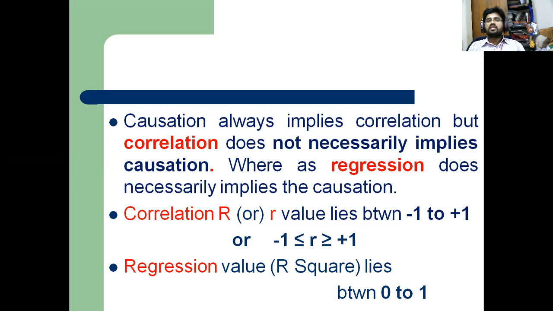So that is the thing: correlation does not necessarily imply the causation, whereas regression does necessarily imply the causation. As I told you, in regression analysis there should be some causation, whereas in correlation there need not be any causation. Have you got the point, dear students, the difference between the correlation and regression?